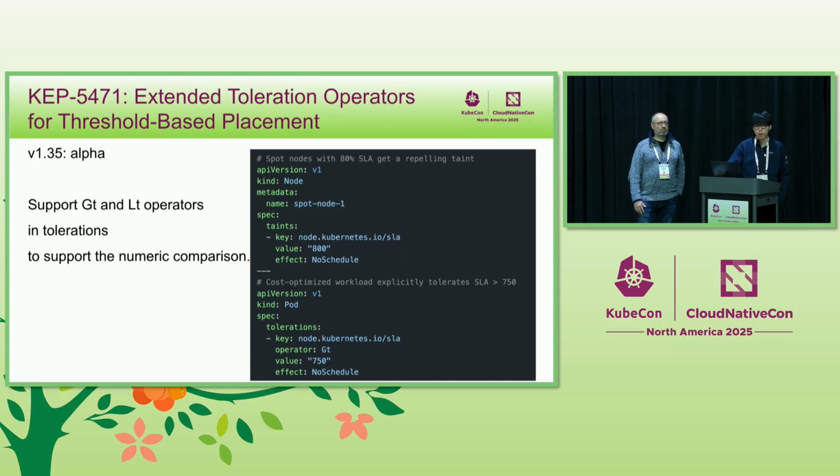Let's say you have an SLA in a node taint and the value is 800. If you want to allow pods to go to, for example, nodes with an SLA higher than 750, then you can say greater than 750, and then this pod can go to that node.